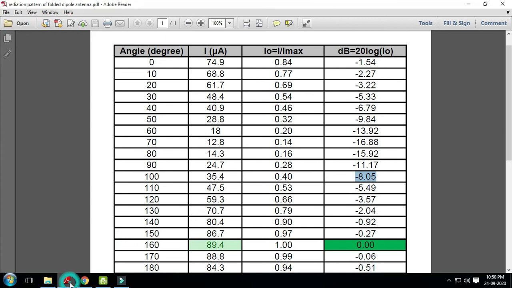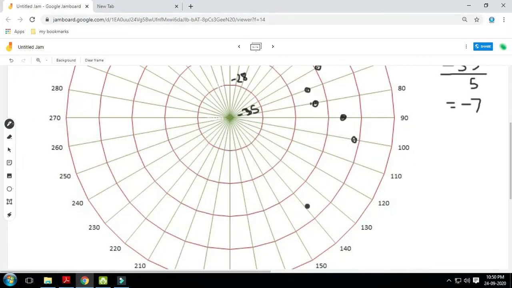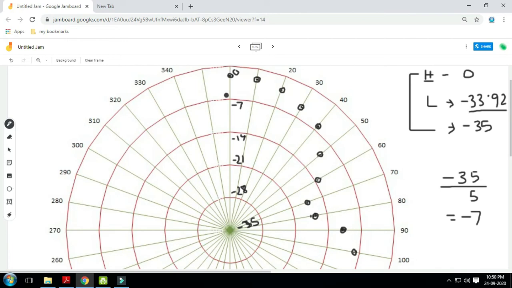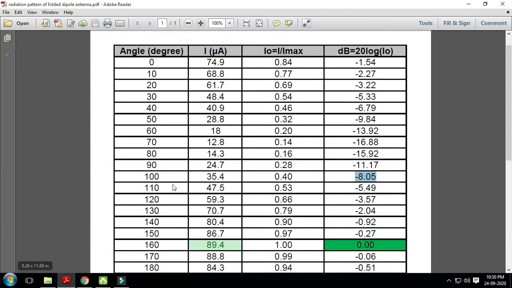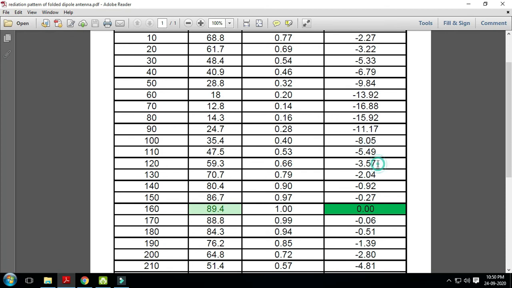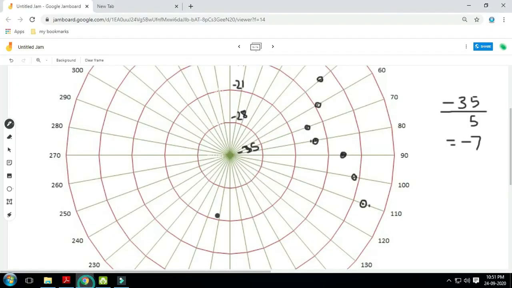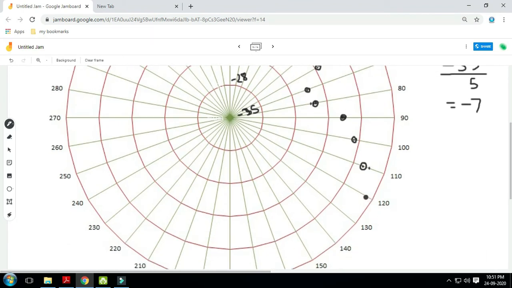At 110 degrees, the reading is minus 5.49. So 5.49 is again between 0 and minus 7. This line is for 0 dB and this line is for minus 7. This is for minus 3.5, so minus 5 will be, say, here. Okay, and 120 degrees, it is minus 3.57. So 3.5 is exactly at the midpoint, so I can put 3.57 here.